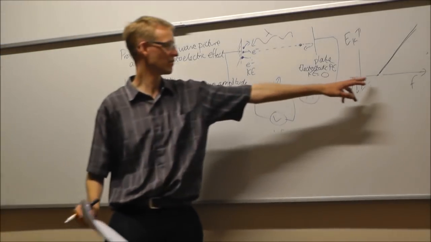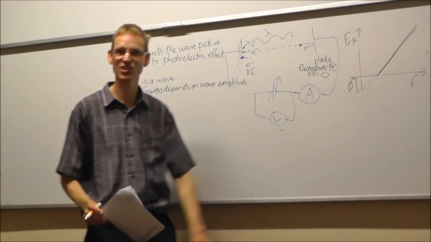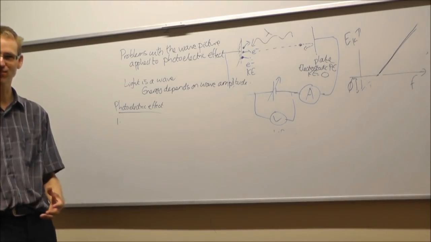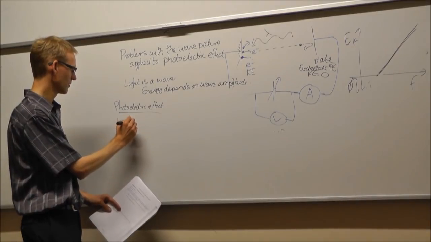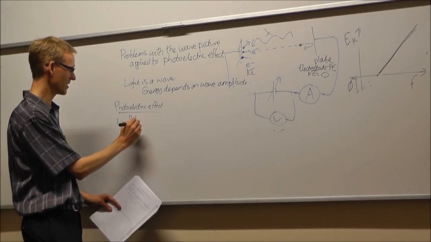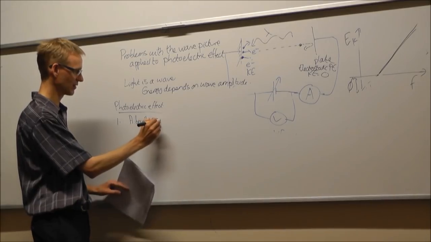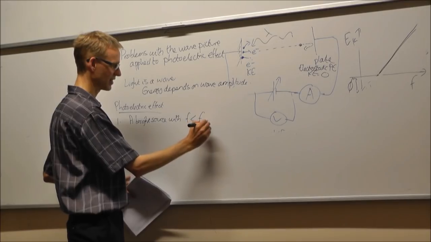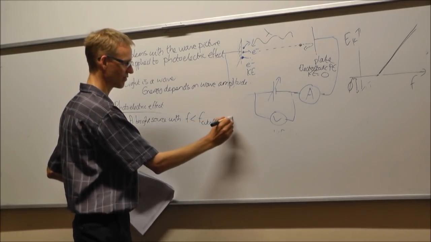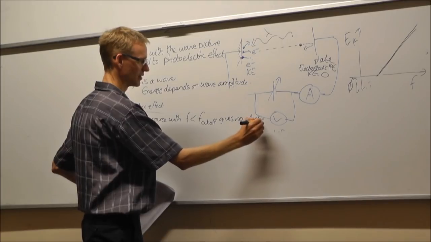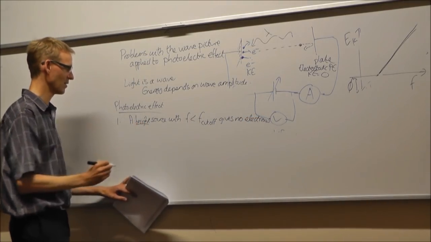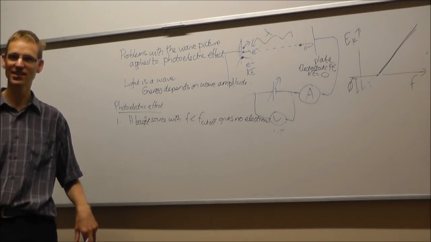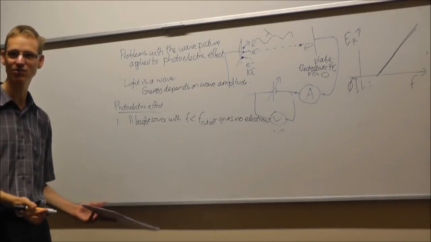one is this cutoff frequency. There exists a frequency such that it doesn't matter how bright your source is, you do not get any electrons. So a bright light, a bright source with f smaller than f cutoff gives no electrons. But the wave picture says, well, the brighter the source, the more the energy, therefore you should have plenty of energy to give you electrons.